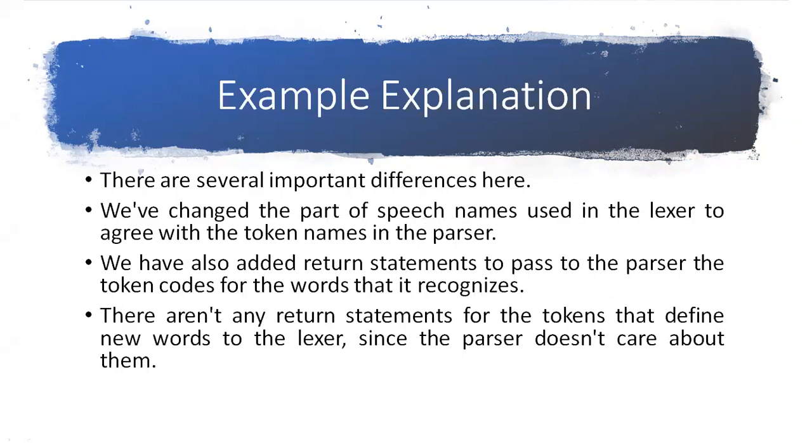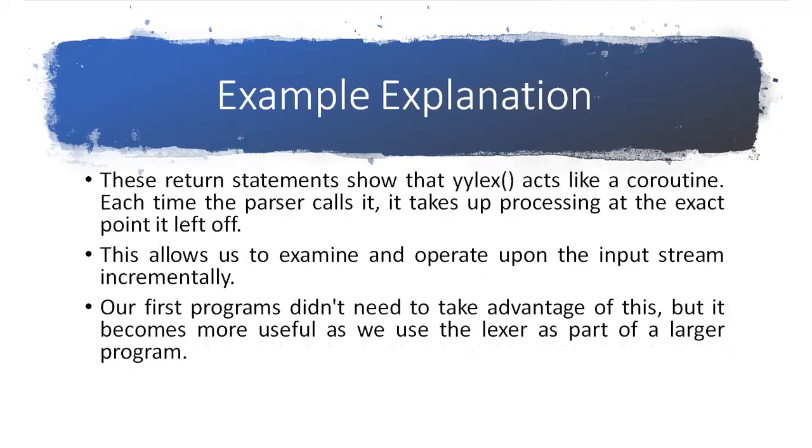We have also added a return statement to pass to the parser the token codes for the words that it recognizes. That means whatever is recognized by the lexer is returned and is taken by the parser for the next phase. There are no return statements for the tokens that define new words, that is \n, to the lexer, since the parser does not care about them. So \n and dot are just ignored.